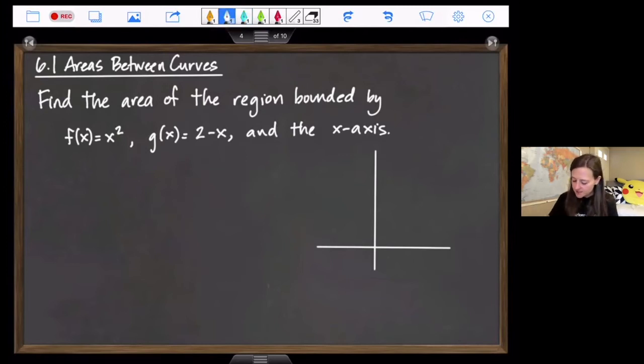So let's say 0 squared is 0. We know that 1 squared is equal to 1. And I know 2 squared is equal to 4. And then I've also got some stuff over on the negative x-axis side. I need the left half of the parabola. So -1 squared is 1. -2 squared is 4. And we'll fill in that parabola shape.